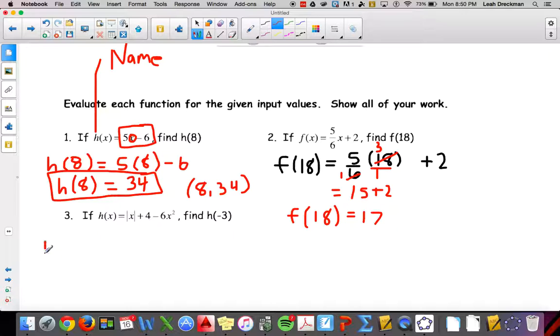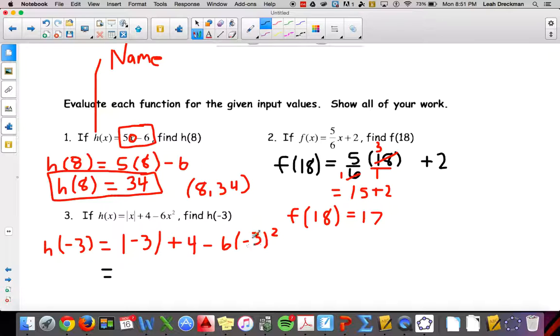All right, on your last one, we have a little bit more complicated function. So we'll just evaluate one piece at a time. So h of negative 3 means we're going to take every x and replace it with negative 3. So we're going to do negative 3, and we'll take the absolute value of that, plus 4, and then minus 6 times negative 3 squared. All right, the hardest thing about this problem is just being careful on PEMDAS.